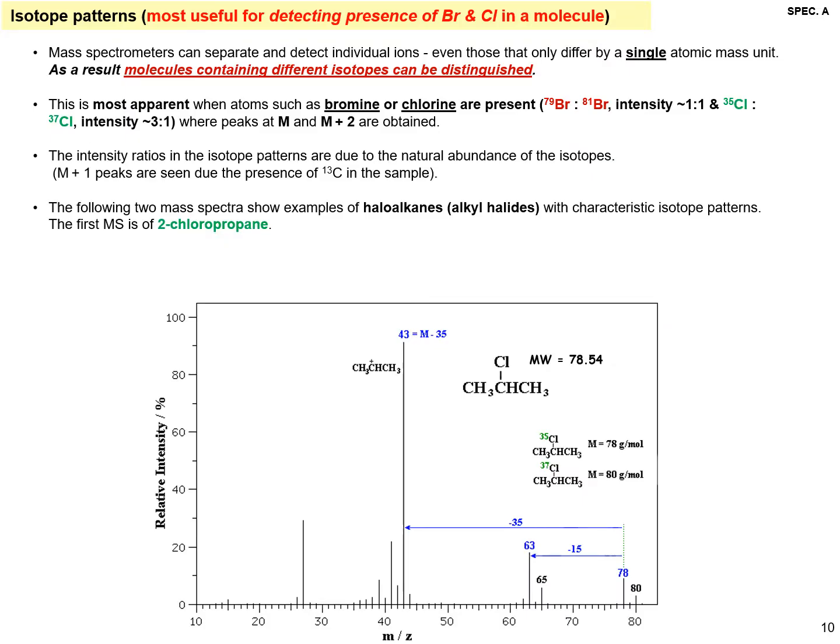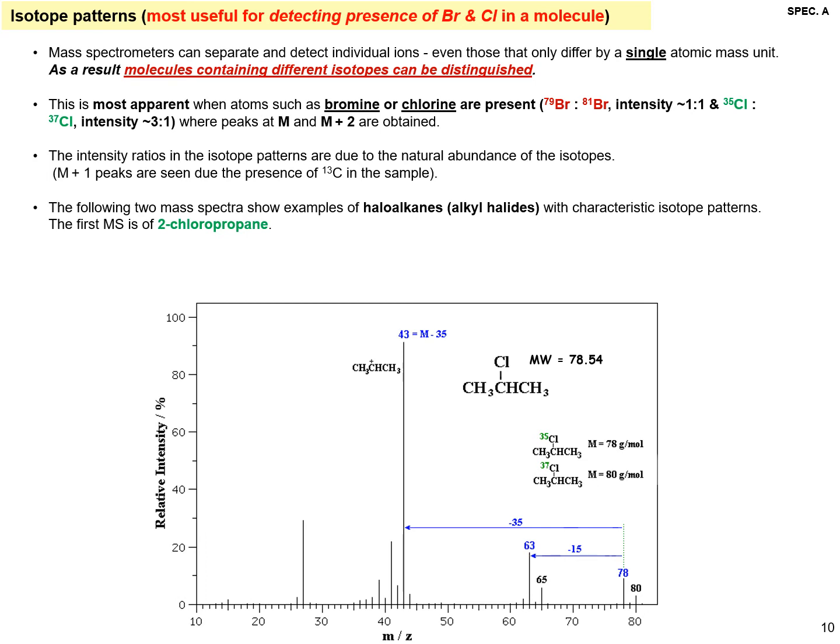Mass spectrometry can be very useful for detecting the presence or confirming the presence of a bromine or a chlorine in the molecule. Mass spectrometers separate and detect individual ions, even those that differ only by a single atomic mass unit. We saw that in the spectrum of methane earlier in the video, where we saw a peak for carbon-12 and we also saw a peak for carbon-13.